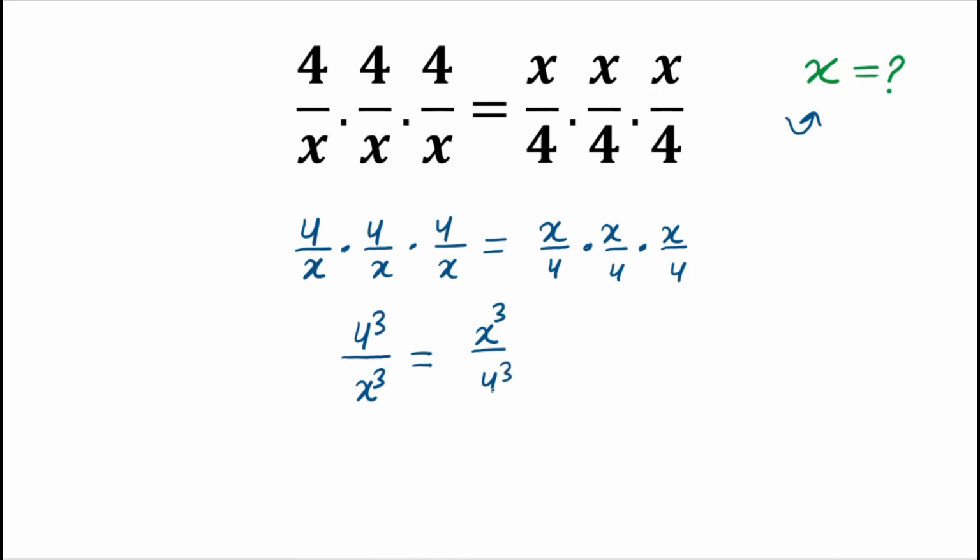Now here we will apply cross multiplication, then x power 3 times x power 3 is equal to 4 power 3 times 4 power 3. On the left hand side, x power 3 times x power 3 is equal to 4 power 3 times 4 power 3.